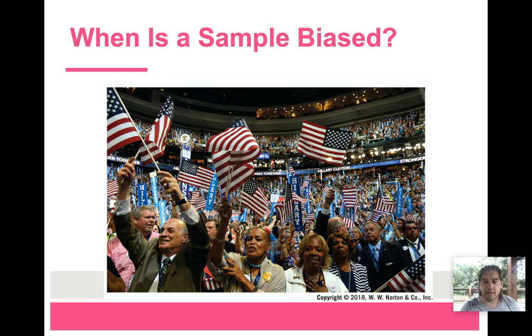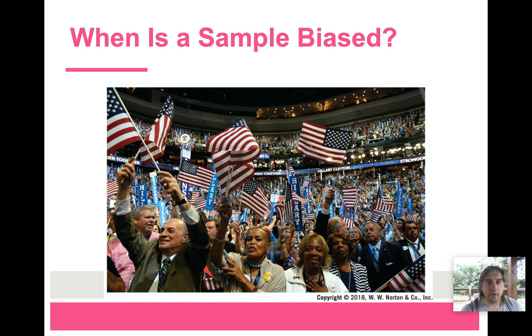As I said before, a sample is biased when there is something systematically different about it. So let's imagine that you're a psychologist that studies political ideology or political behavior, and you want to survey people who are registered Democrats. Right? That's your population of interest. You have some research question about the opinions of registered Democrats.